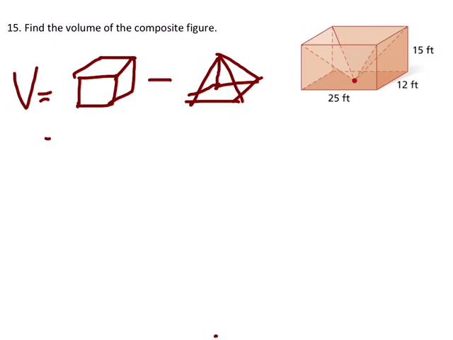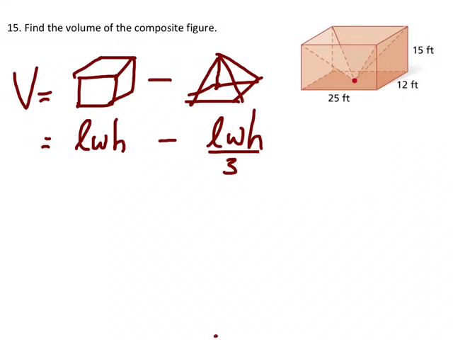So the box is just length times width times height, and the pyramid would be the area of the base, which is length times width, and then times the height again, and then divide by 3. Pyramids and cones we divide by 3 when we're done.